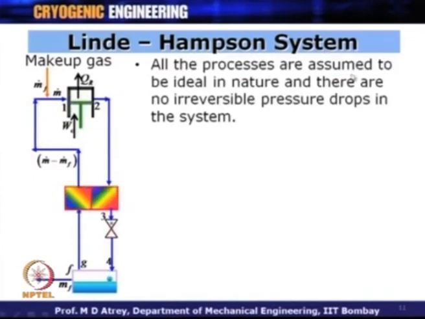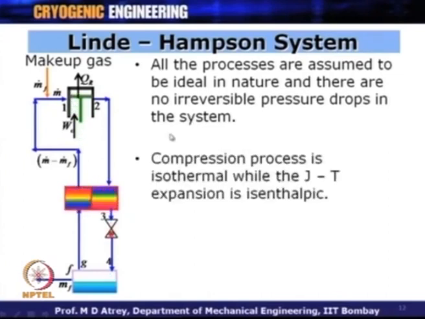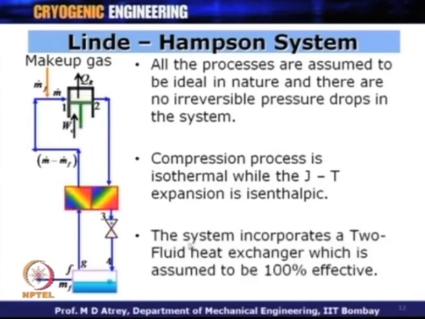All the processes are assumed to be ideal in nature, and there are no irreversible pressure drops in the system. This is the assumption which will be used for analyzing this system. We assume that the compression process is isothermal, while the JT expansion is isenthalpic. And also we assume that the system incorporates a 2 fluid heat exchanger, which is assumed to be 100% effective. Alright. So, it is a perfectly ideal system.